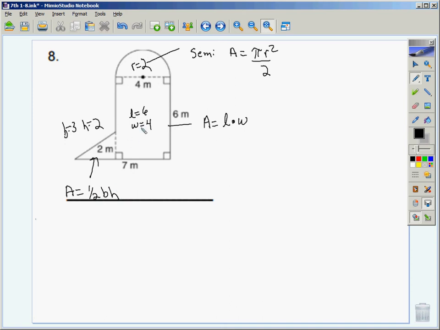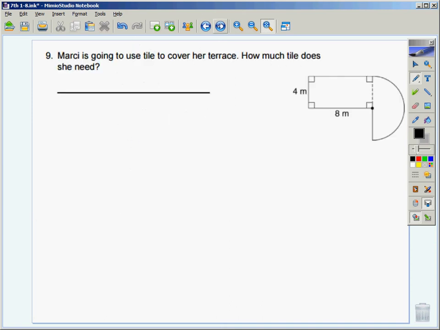Are you with me? What two shapes for 9? Semicircle and a rectangle. This would be length times width. This would be pi r squared, but divided by what? 2. And in this one, they actually gave me the radius instead of the diameter. I don't have to divide it by 2. All right?